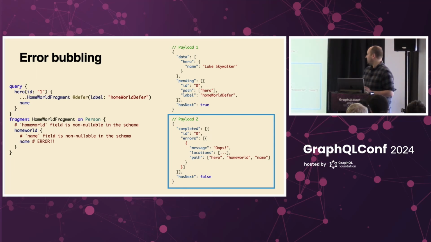So we want to prioritize: we don't want a client to render some data and then take it away. So we decided that the defer fragment will fail.